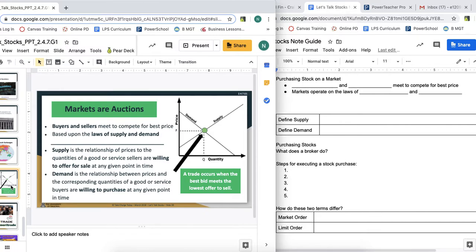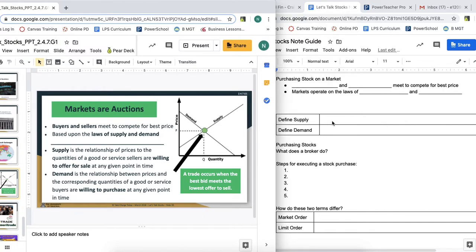All right, so how do we purchase on the stock market? The first big thing is that buyers and sellers are meeting to compete for the best price. So we have to rely on the law of supply and demand in order to make the stock market work. So purchasing stocks in the stock market, buyers and sellers meet to compete for the best price, and the market operates on the laws of supply and demand.